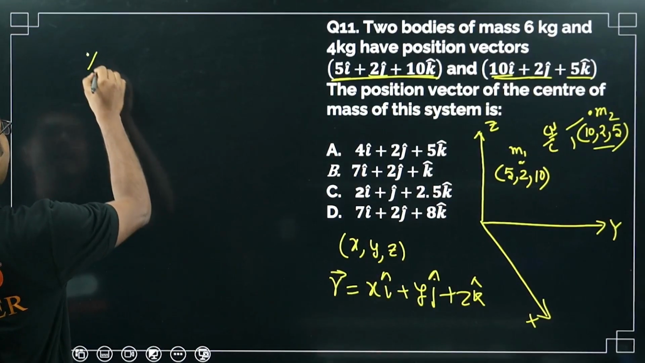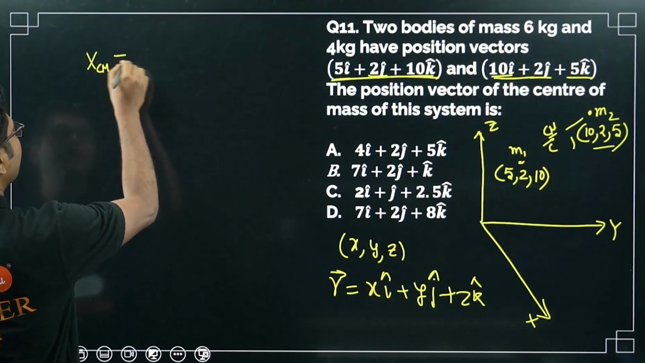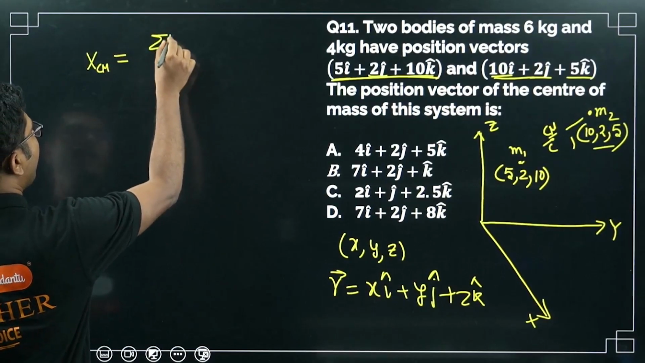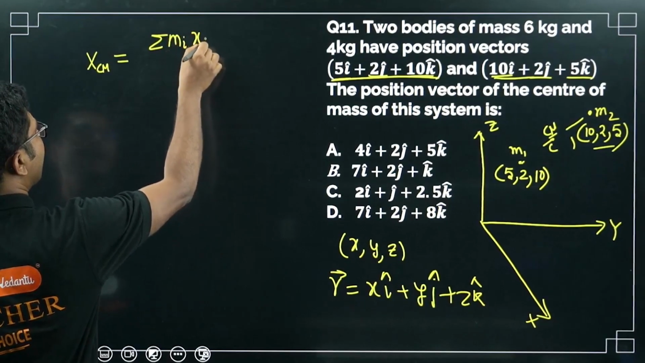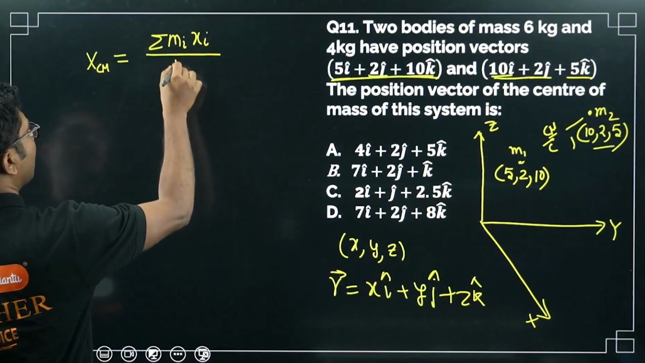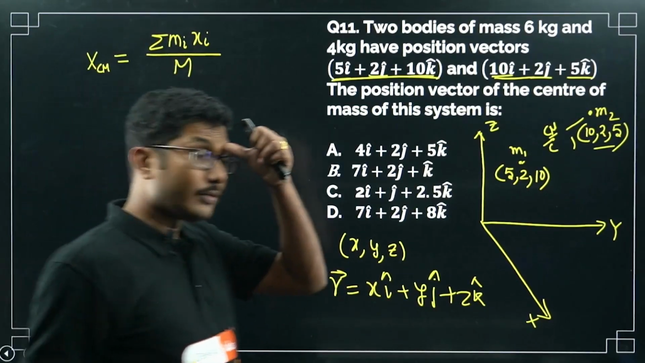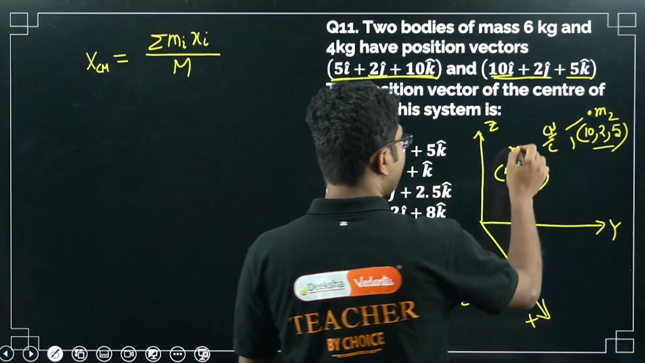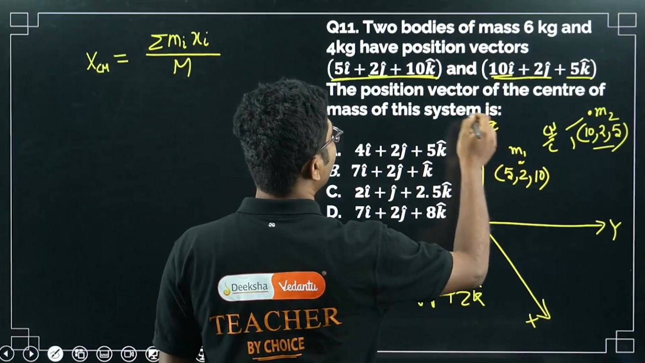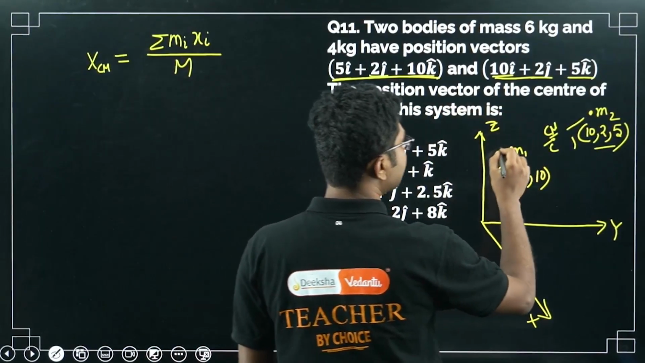How to find the coordinate for cm? We know that xcm is equal to the sum of mi xi divided by total mass, right? What is the meaning of that? For the first mass, we will multiply the mass. What is the value of the first mass? First mass is 6 kg, right?